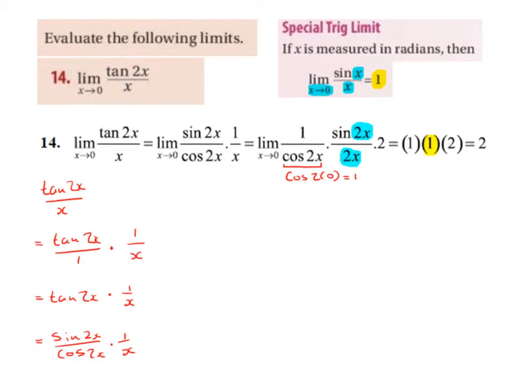And tan 2x can be rewritten as sine 2x over cos 2x. So this is one of our trig identities, and it's found in our formula book. So I'll show you in a minute where that comes from in our formula book. So tan 2x over x is rewritten as sine 2x over cos 2x multiplied by 1 over x.